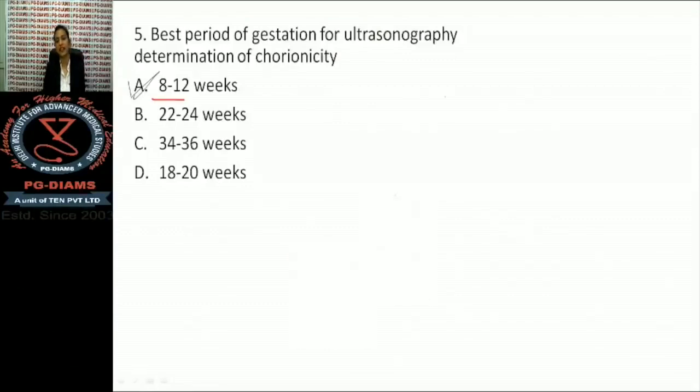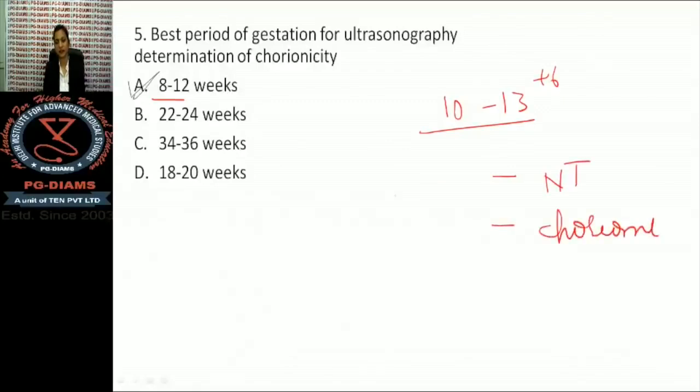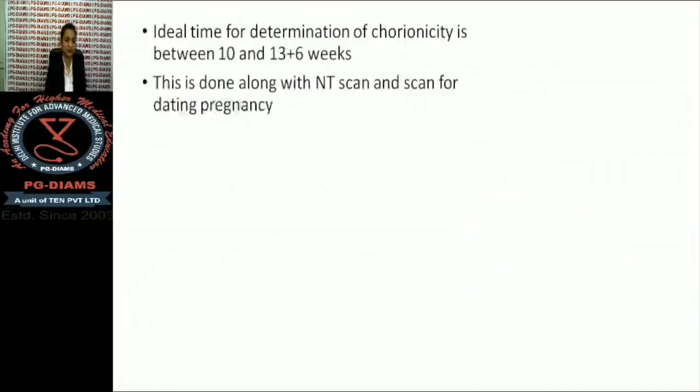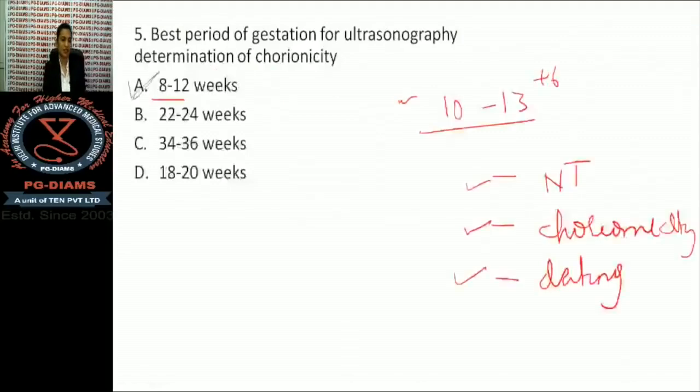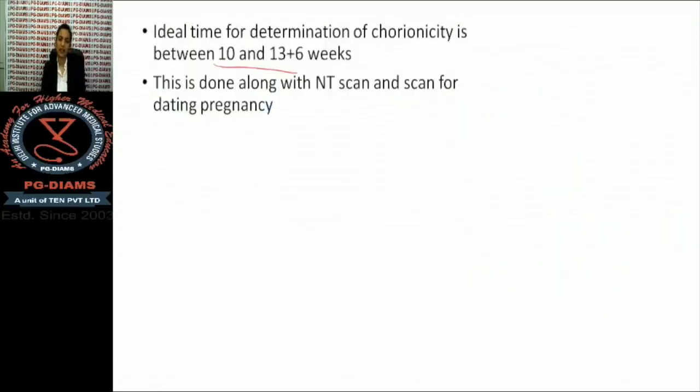Basically, according to the guidelines, between 10 to 13 plus 6 weeks in twin pregnancy, you do a scan for nuchal translucency, you do it for chorionicity and for dating the pregnancy. So for all these three indications, you have to do a scan in twin pregnancy at 10 to 13 weeks. Ideal time is 10 to 13 weeks. In the question, the only option valid is 8 to 12 weeks here. And you see NT and dating as well during the pregnancy.